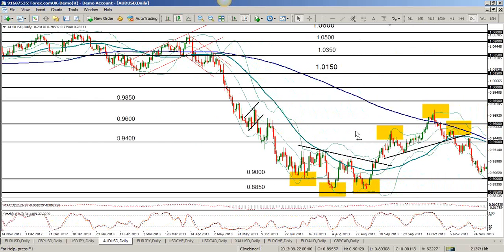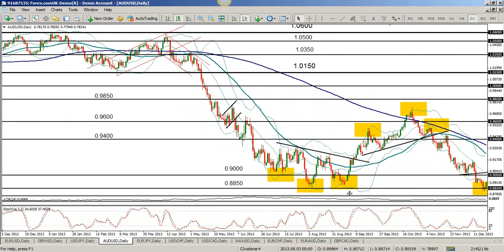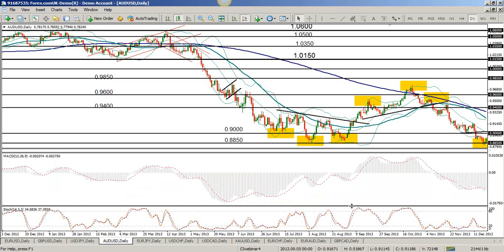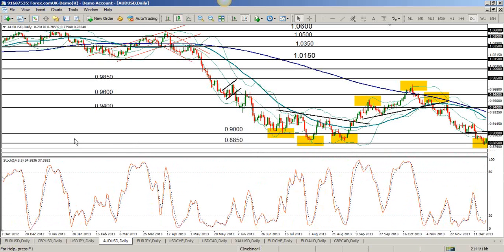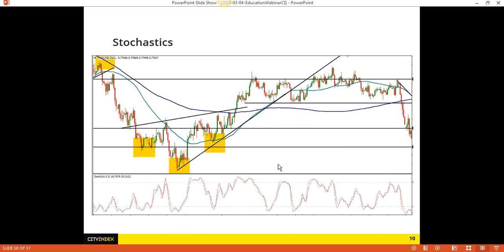Okay, just to go back to this chart because it has all of my indicators on it. Let's make this bigger. Okay, this is my stochastics, okay? First, let me just go through stochastics. Okay, so this is stochastics, and as you can see here, this is on the same chart.